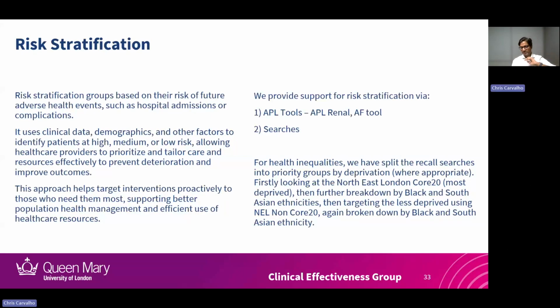So on that risk stratification, yes, there's a risk analysis that we need to do for those who have the most complex health needs. But even before that, we need to be able to identify those who have a risk and be able to group them based on the risk of future adverse health events. Again, that relies on the clinical data. That also relies on us being able to understand the evidence and the guidance and how that applies to our population with the variation that we have in demographics. That then allows us to categorize them as high, medium, or low risk, and that allows us to prioritize and tailor care.